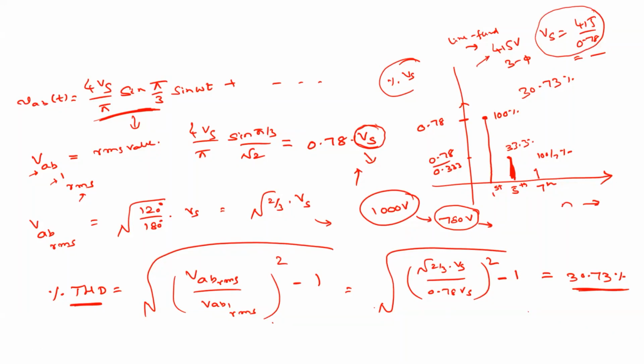So remember, this is the maximum value that can be obtained from the three-phase inverter, irrespective of the mode. If you are using sine PWM techniques, you will get a lower value. If you are using space vector modulation also, you will get a lower value.